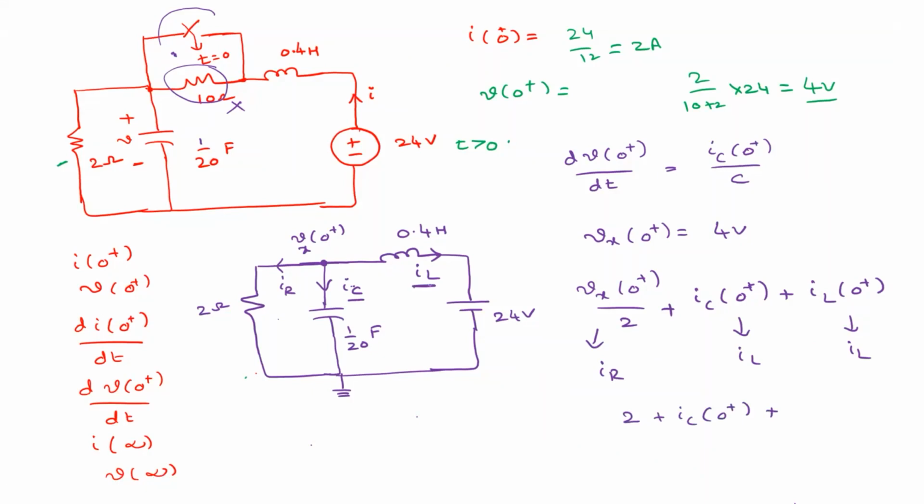So what is this current? Sir, minus 2 amperes. Why minus 2 amperes? This is 2 amperes in the original one, right? Yes. But when you modify that one, it will be minus 2 amperes. So what is IC of 0 plus? It is equal to 0 amperes. Understood? Or shall I repeat?